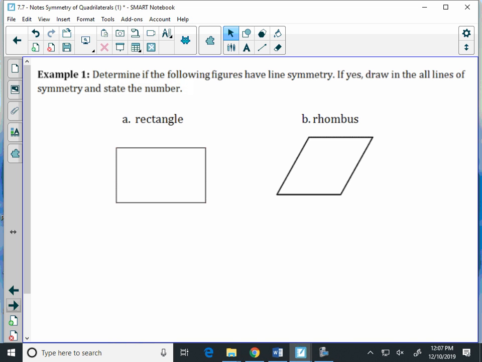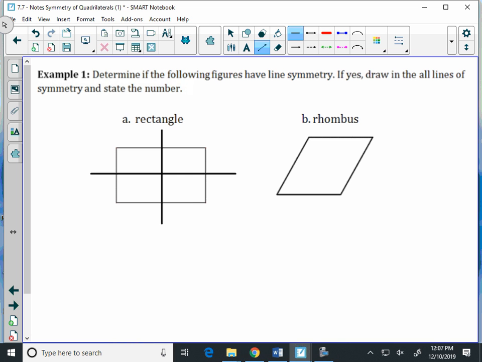Yeah, up and down, right down the middle. We can draw this line of symmetry. Where else can we draw a line of symmetry? Across, horizontally, right down the middle. Can we draw any other lines of symmetry?